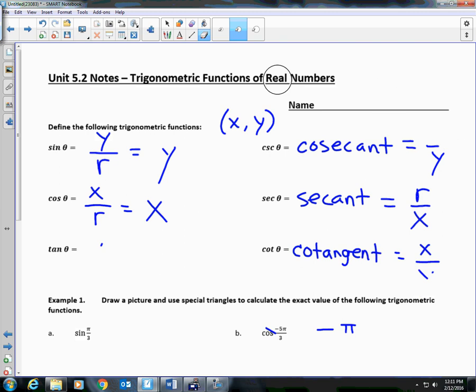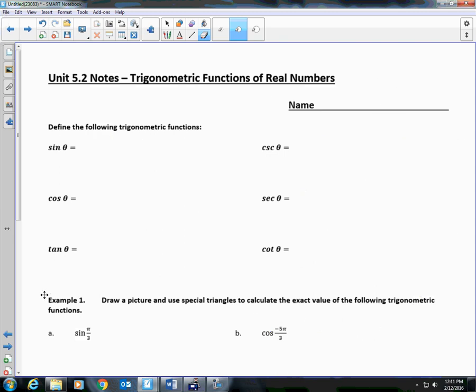Today you learned about 6 new terms. They are sine of theta.